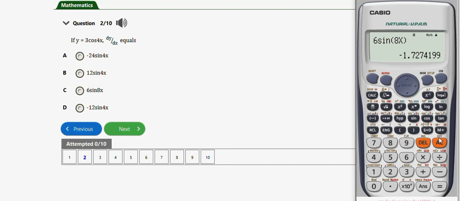Now let's check option B. So we have 12 sine 4x alpha x. Close the brackets. So what's going to give us minus 11.87? It basically has to be option D. The difference would be to put minus here. So that's 11.87. The right answer is option D. Okay, so it's as simple as this, guys. Let's solve the next repeated question now.